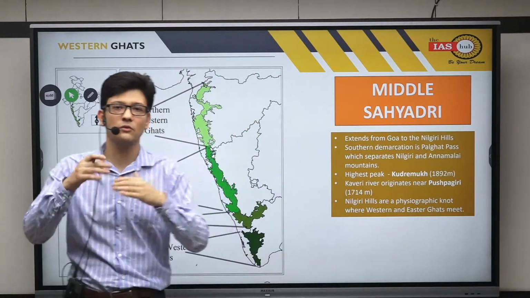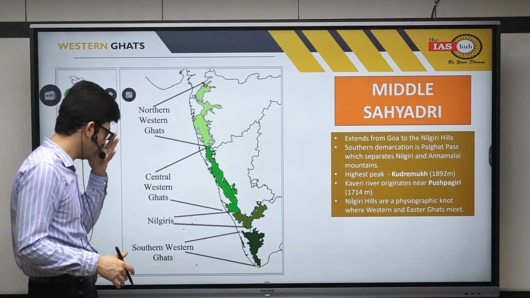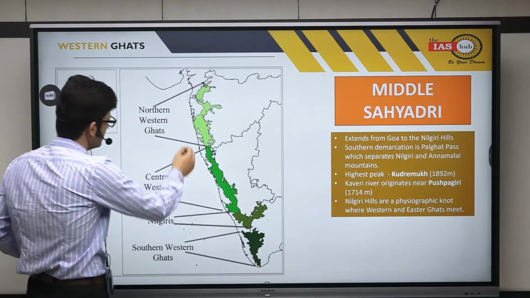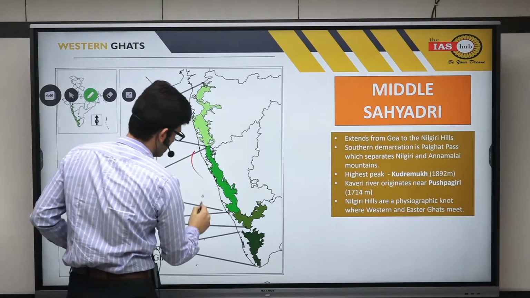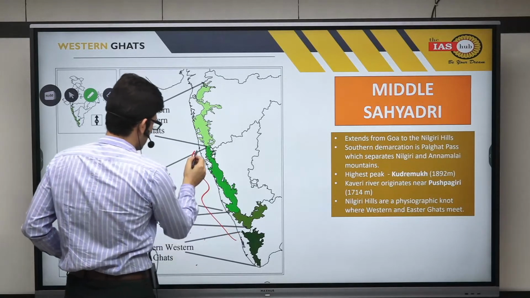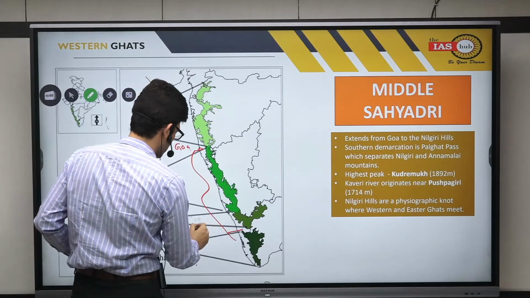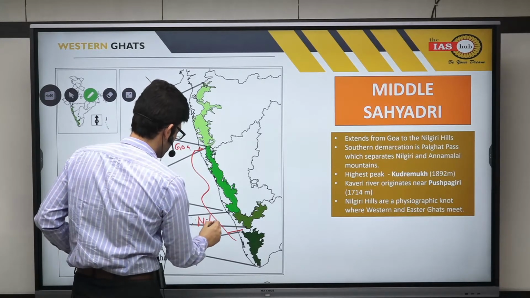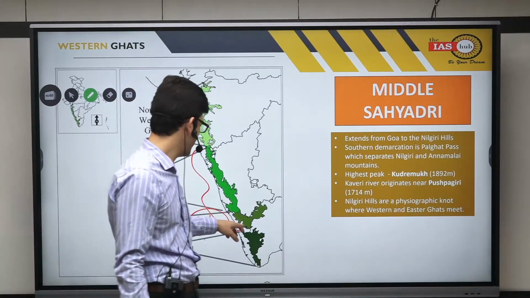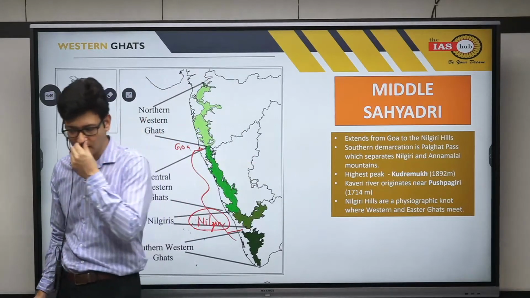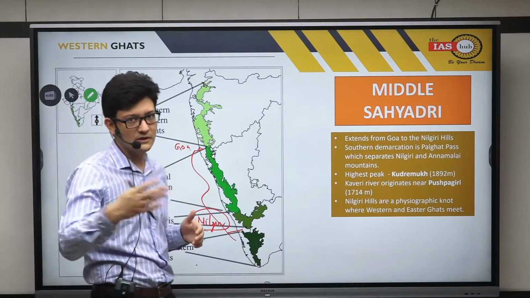Now after Goa, towards the Nilgiri Hills. Nilgiri Hills you'll find in the southern part at the border of Karnataka and Tamil Nadu. So from Goa, here you'll find Goa, and in the southern part Nilgiris are there. Up till Nilgiris there is middle Sahyadri. The southern demarcation is Palghat. Palghat pass we'll discuss. This is the major important pass in the Nilgiris, which connects the Kerala side towards the Tamil Nadu side.